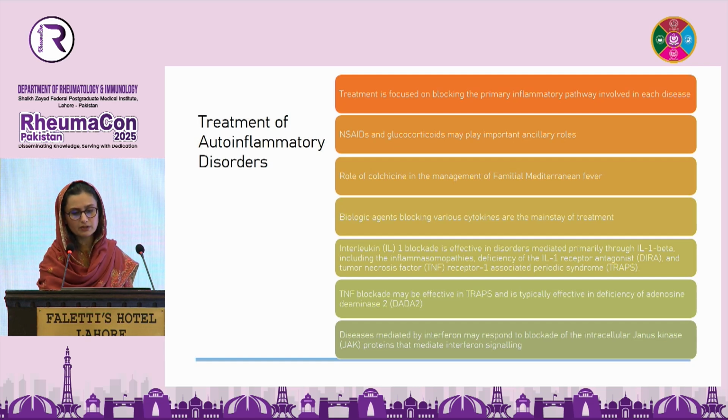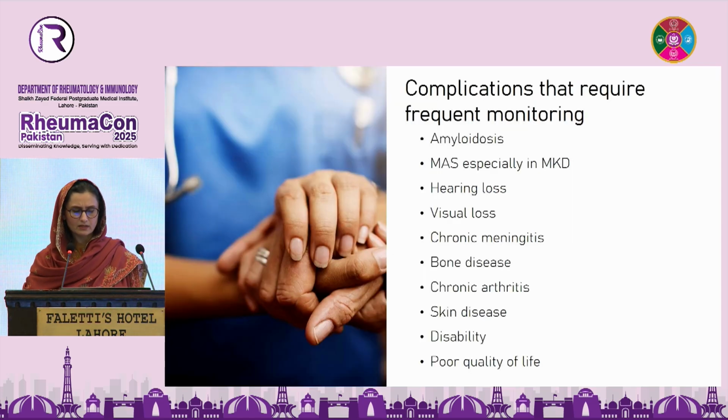Interleukin-1 blockade is effective in disorders mediated primarily through IL-1 beta, including inflammasomopathies, deficiency of IL-1 receptor antagonist (DIRA), and TRAPS. In cases of DADA2, we can use TNF-alpha blockade, and in cases which are mediated through interferon, JAK inhibitors have been found to be very useful. These are the complications that can be encountered in patients of autoinflammatory diseases.